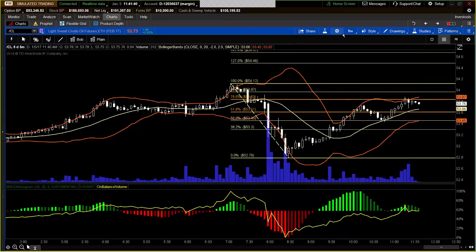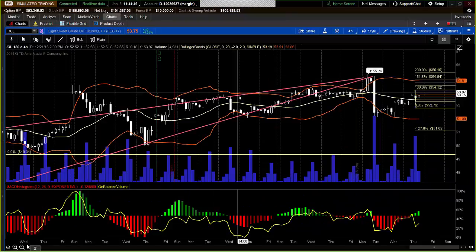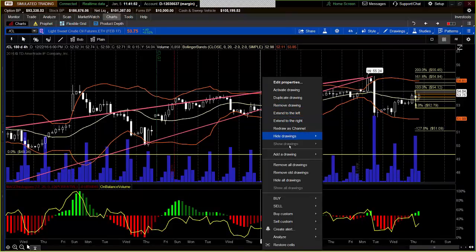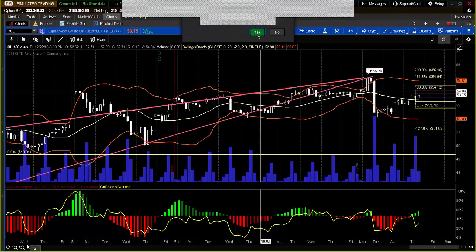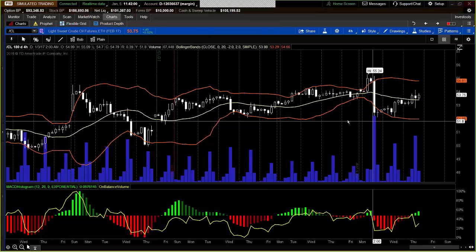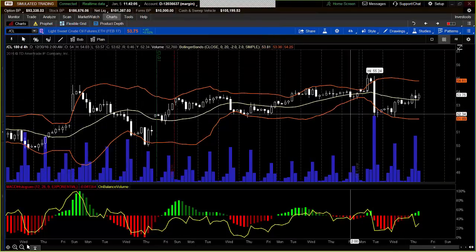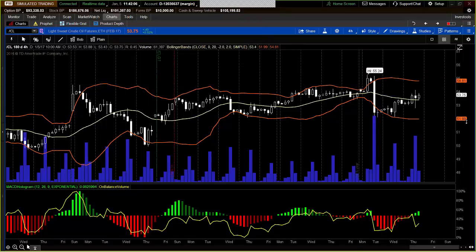As to Rick's point, how can I predict where it's going to go for a longer period of time? Let's see if we look at a 4-hour chart. Let's clean this all up by removing all drawings. Remove all drawings, okay, and hit yes. And then now we've got a 4-hour chart. So this is predicting longer term.